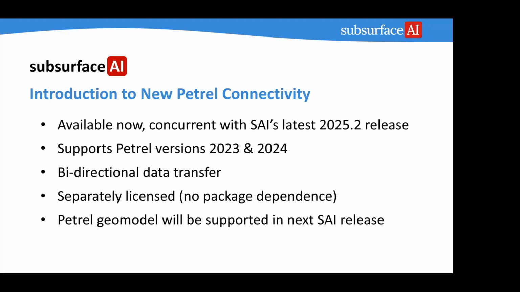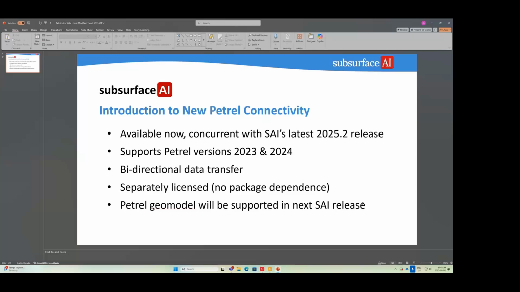It includes bidirectional transfer of data from Petrel to Subsurface AI and then back to Petrel, which we'll demonstrate. The connector is separately licensed, so there's no package dependence or need to have another licensed module in order to acquire it. And we do support multiple data types at this time. The Petrel GeoModel will be planned for support in the next Subsurface AI release as we further develop. So we'll demonstrate what we currently have today for you. With those notes, now we'll jump directly into our software for a live demonstration.